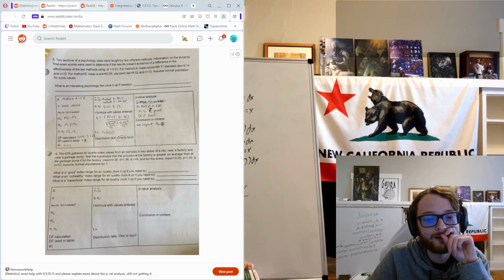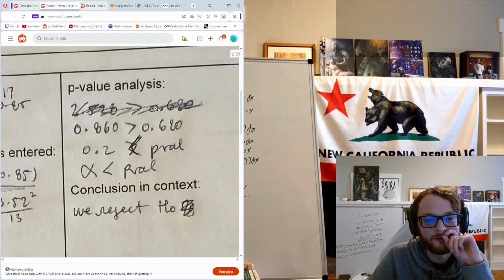They don't do it the p-value way, it's the critical t-value way. 0.860, I guess, is the critical t-value, which is greater than their calculated t-value of 0.68. What did they fail to reject in this case? Oh, because they did it one-tailed. That might have messed it up.